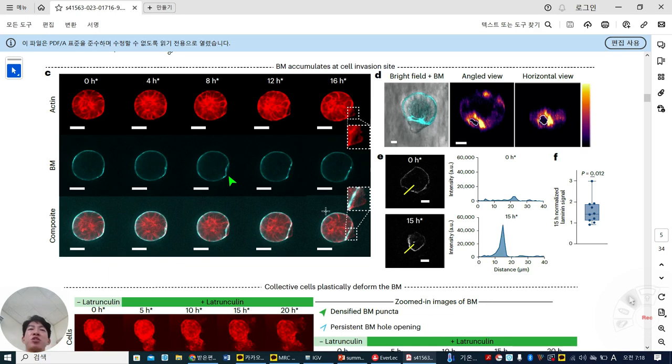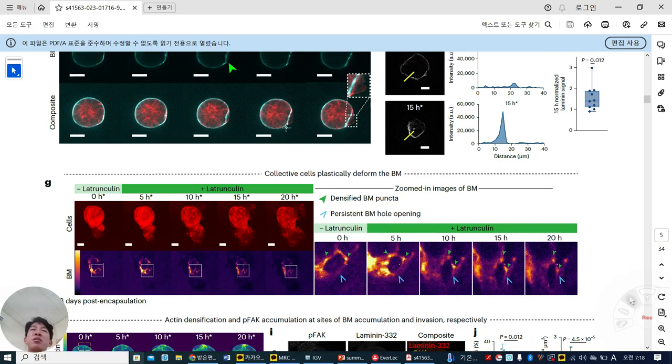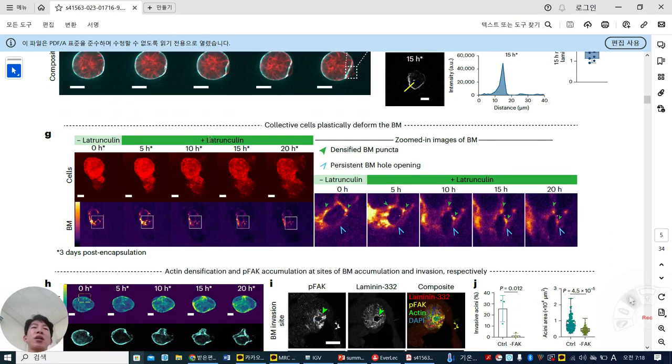So the basal membrane is changed. And the next question is, what is the role of this basal membrane? Is this actin dependent or cell dependent, or is the basal membrane an independent structure from the actin or from the cell? So they treated with LAT A, an actin polymerization inhibitor. As you can see, the basal membrane structure is still maintained while they are treating with LAT A.